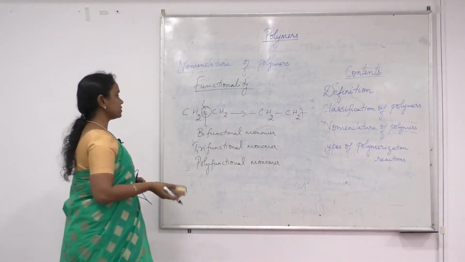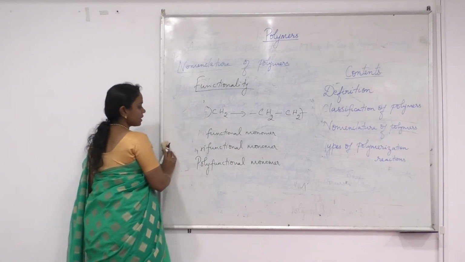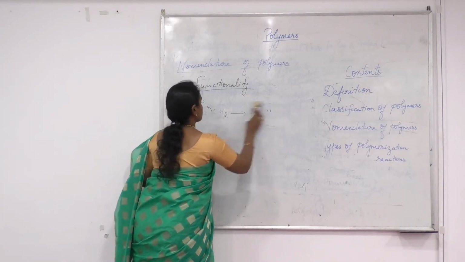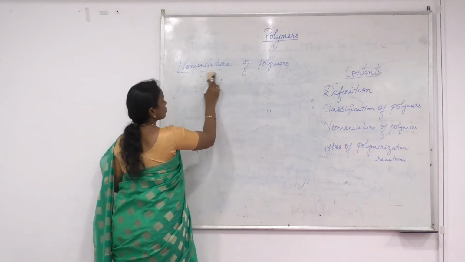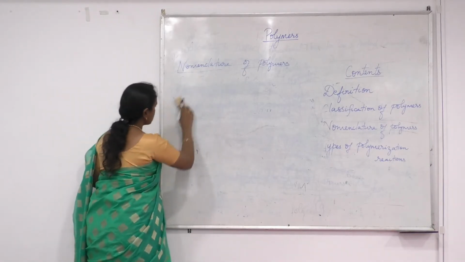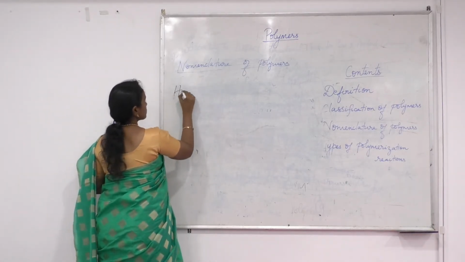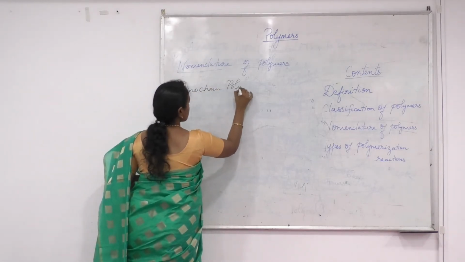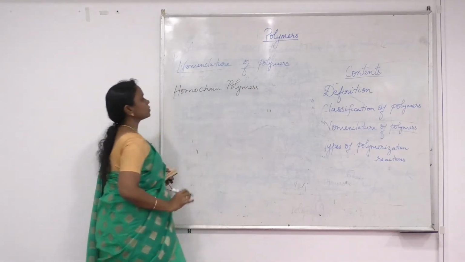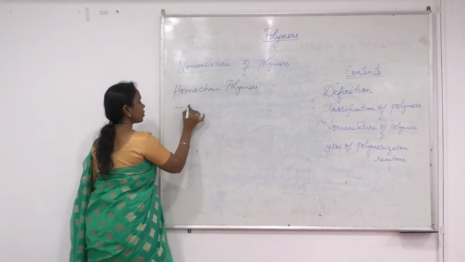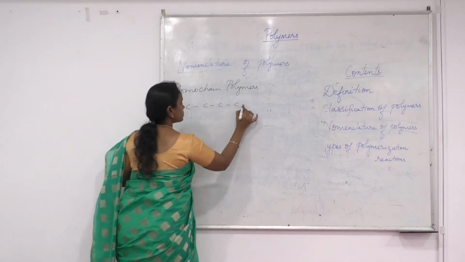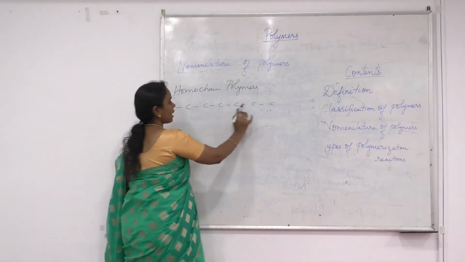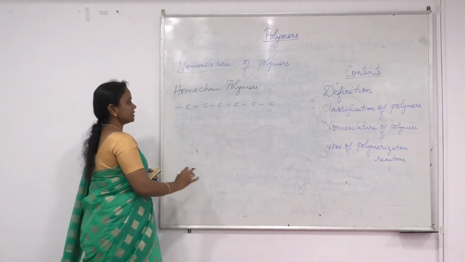So next we will see what are homochain polymers and heterochain polymers. Just now we saw about functionality. Next we will see about homochain polymers. What are homochain polymers? In homochain polymers, all the atoms present in the polymeric chain are the same, identical.